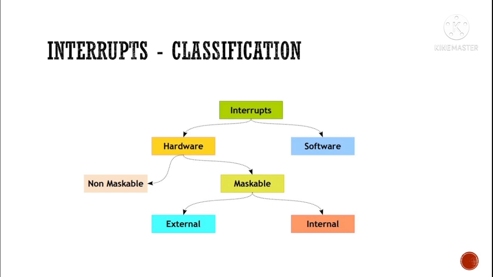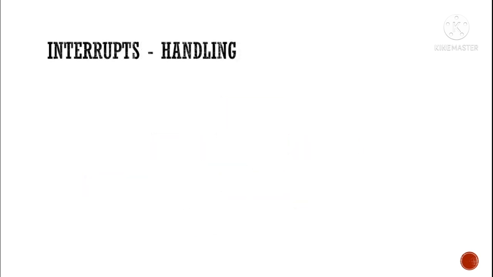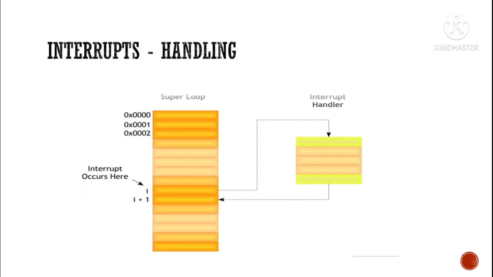Interrupts can be classified as hardware and software. In hardware interrupts, non-maskable and maskable are there. In maskable, we can divide it into two types, external and internal. Interrupt handling. The super loop is the main program.